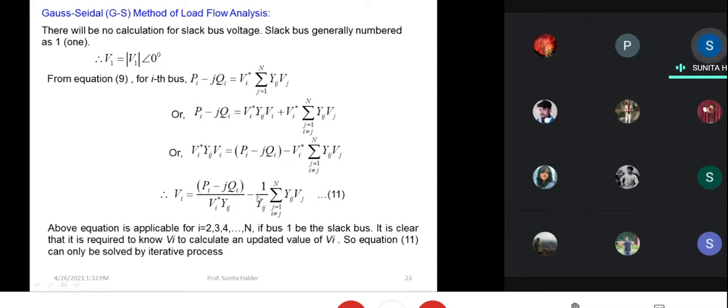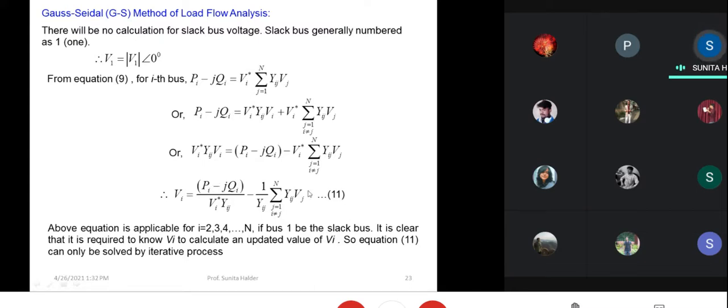Now bus numbering is totally arbitrary. I have told that we generally number the slack bus as 1 so that we can skip that bus. But if you make the slack bus as 5, there is no problem. Then you have to start calculation from bus 1. Then after bus 4, you have to skip bus 5. Then you have to again calculate from bus 6 to the remaining.